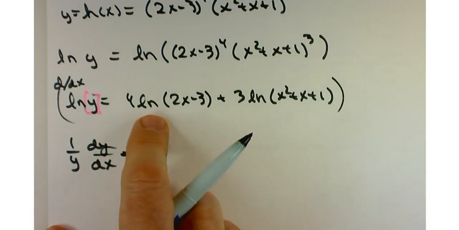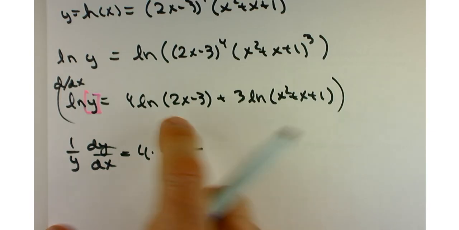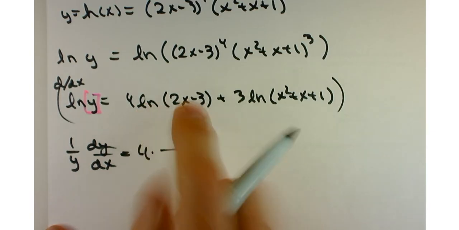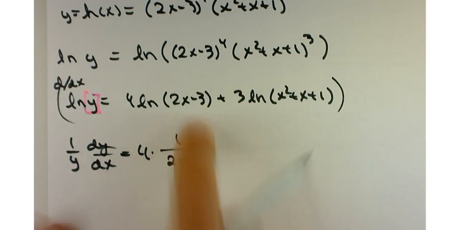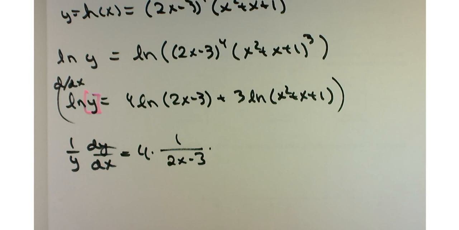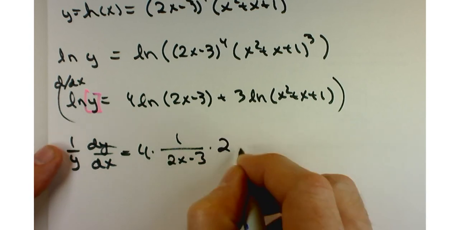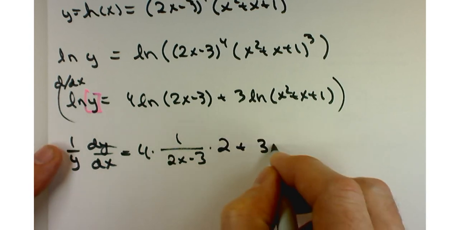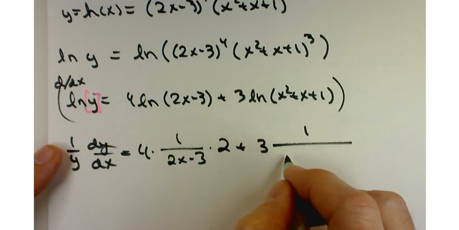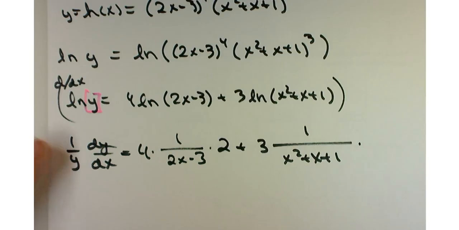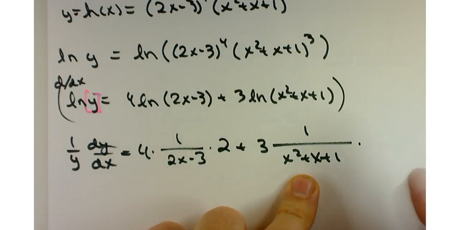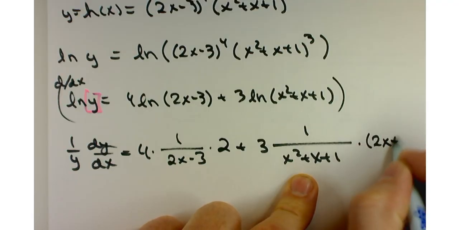So for the first one, it's going to be 4 times 1 over my function, that's the easy part, times the derivative of the inside. What's the derivative of the inside? 2. Plus 3 times 1 over x squared plus x plus 1 times what, Nate? Times 2x plus 1. Perfect.